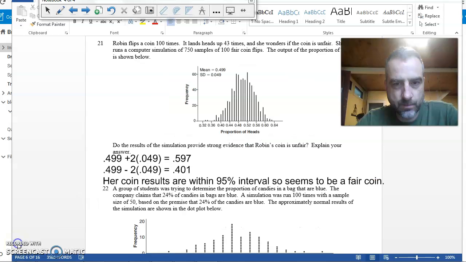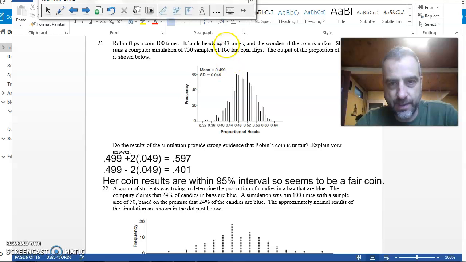Okay, next problem. Okay, problem number 21. Robin flips a coin 100 times and lands heads up 43 times. So it's 43% of the time. She wonders if the coin is unfair because she found out in school that it should be 50%. So this is the difference between theoretical probability and empirical probability. Theoretical probability is what should happen. On average, it should be 50%.